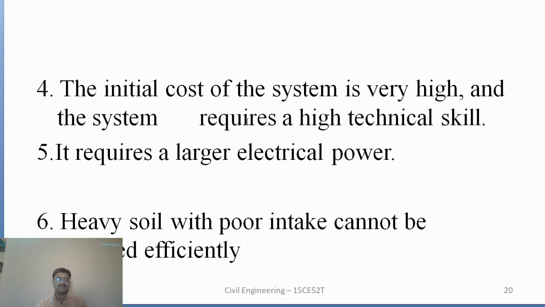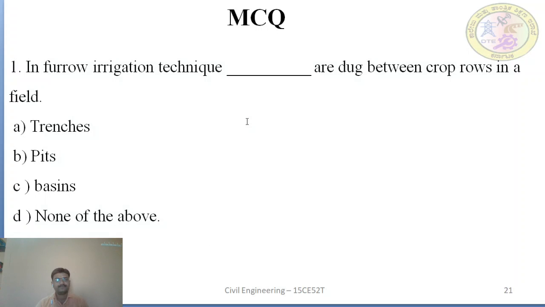Now, coming to the sixth one: heavy soil with poor intake cannot be irrigated. Heavy soil means soil which doesn't have good infiltration capacity cannot be irrigated efficiently. This is a limitation of the sprinkler irrigation method. Now, after studying these two concepts, we'll start solving some MCQs on these concepts.